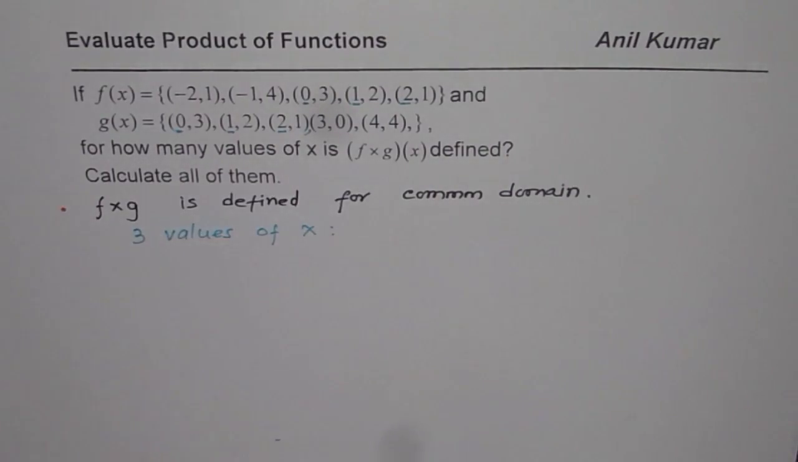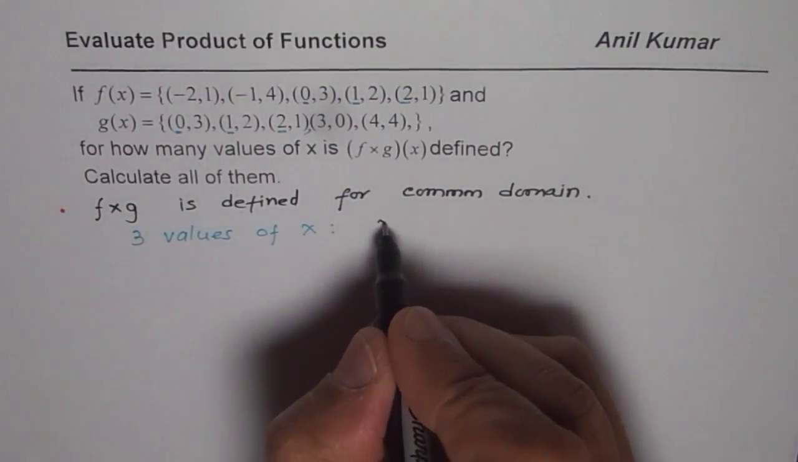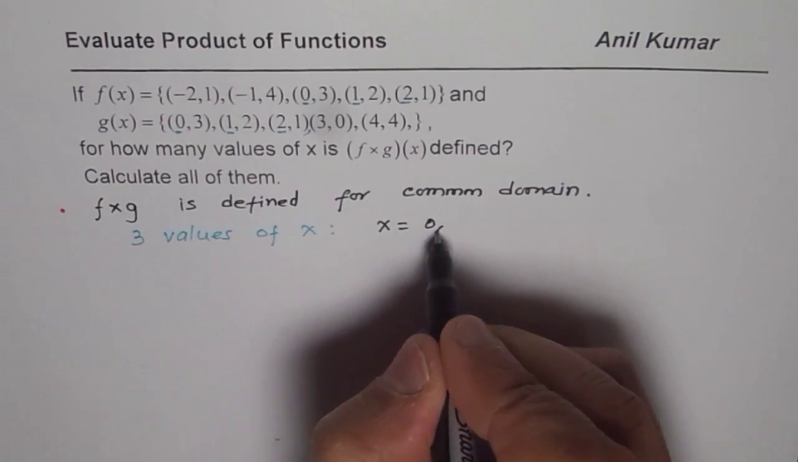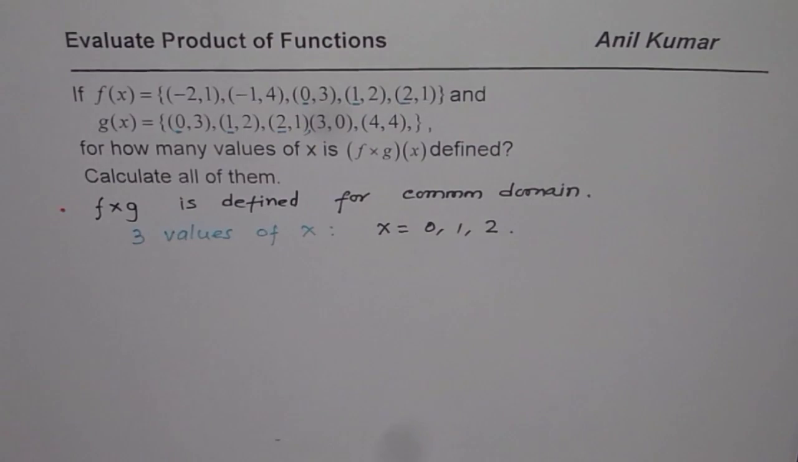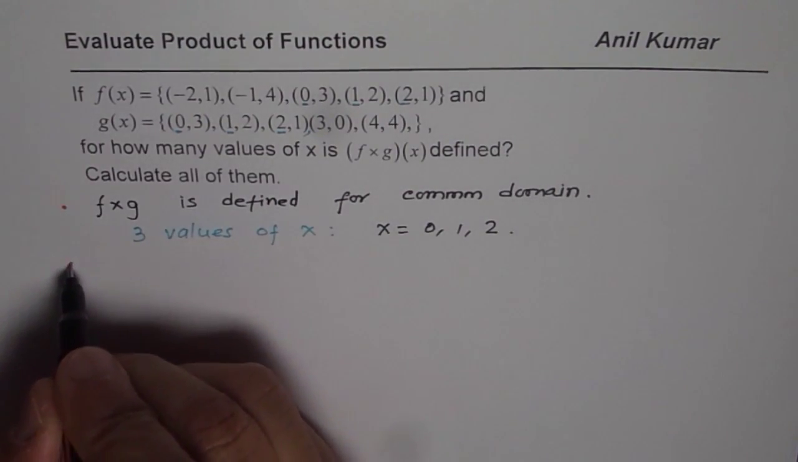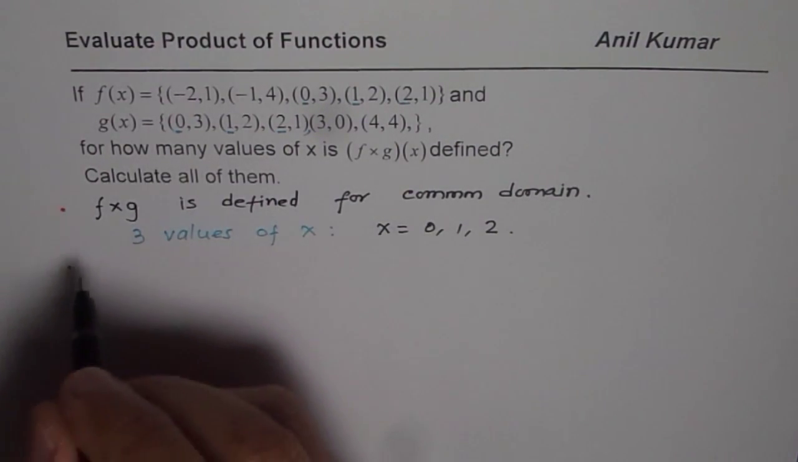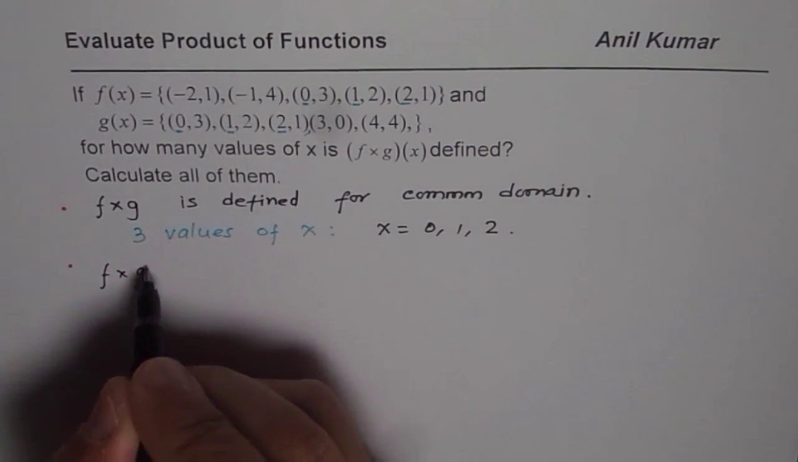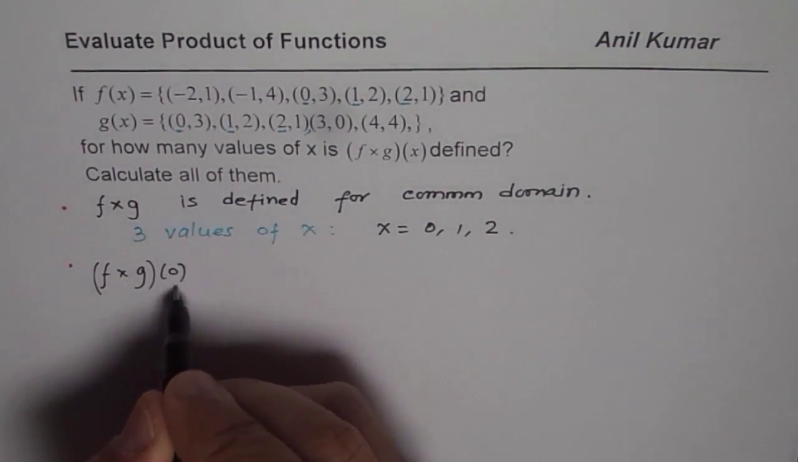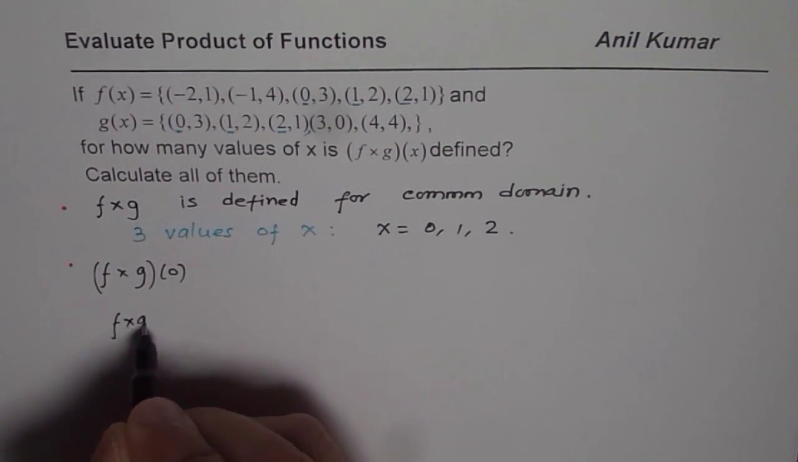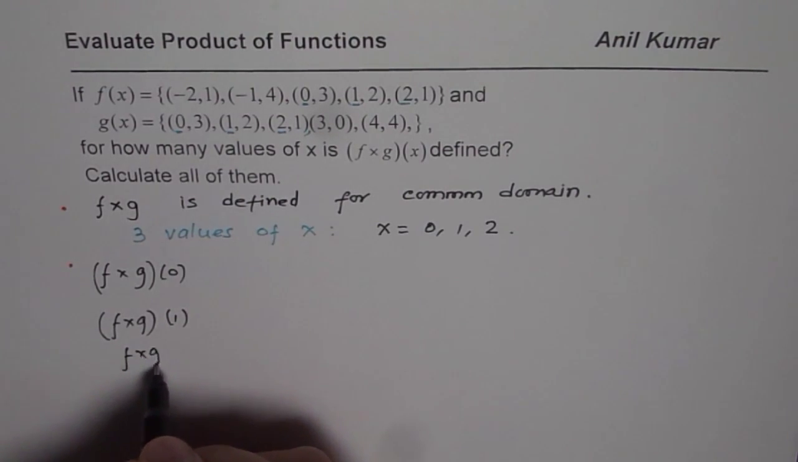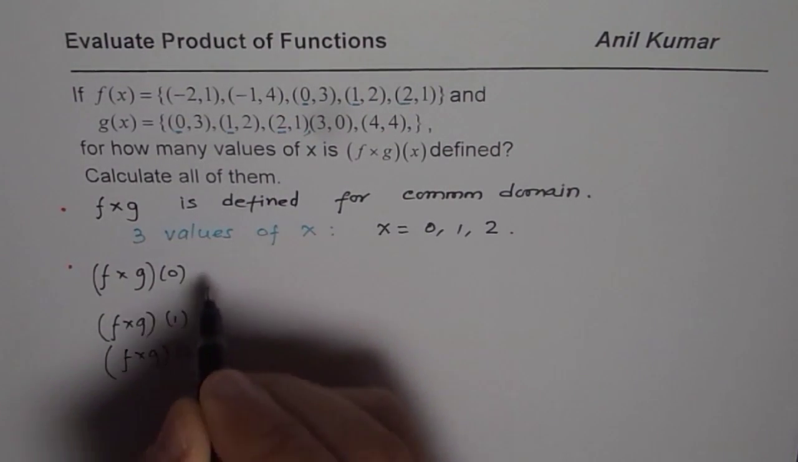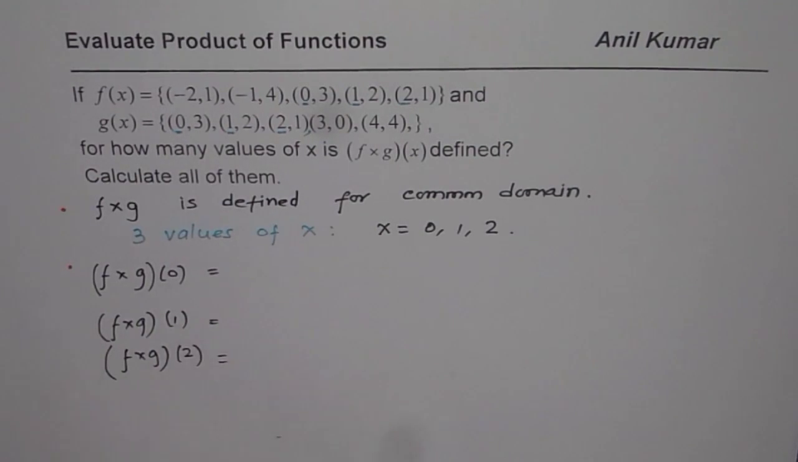Product is defined, correct? So these are those 3 values, and let me write these 3 values as x equals to 0, 1 and 2, right? So these are the 3 values of x. Now part 2 is calculate all of them. So basically now we'll calculate what is f times g of 0, what is f times g of 1, and what is f times g of 2. So that is the second part, right? So you can pause the video, calculate, and then check with my solution.